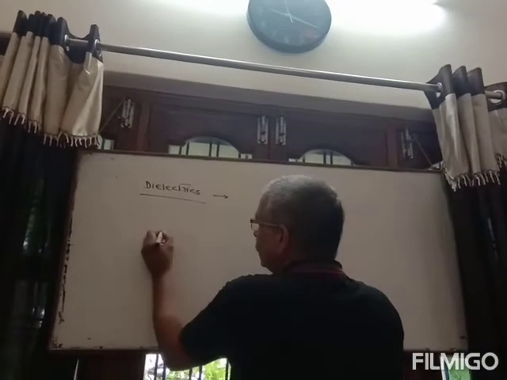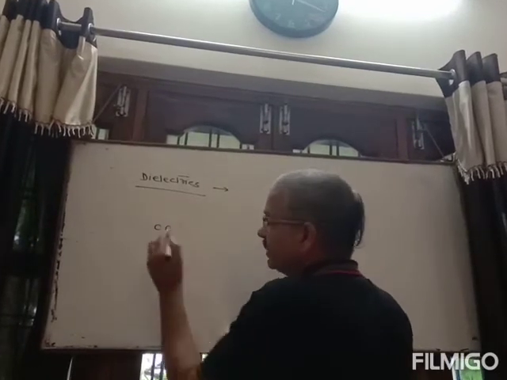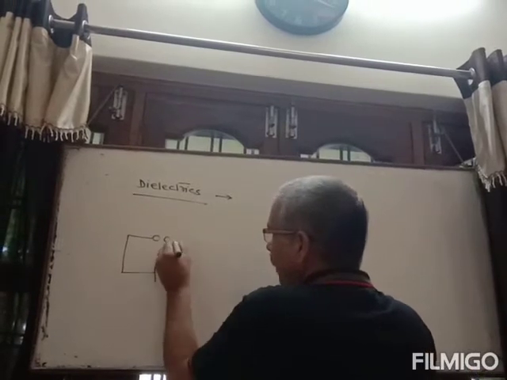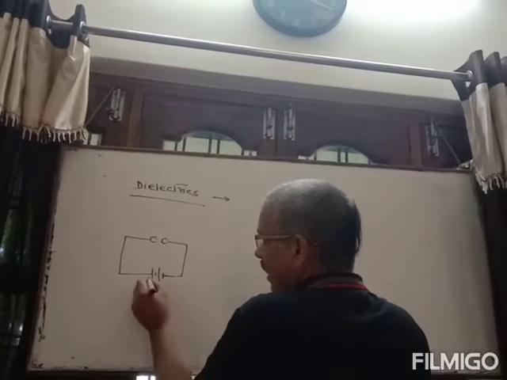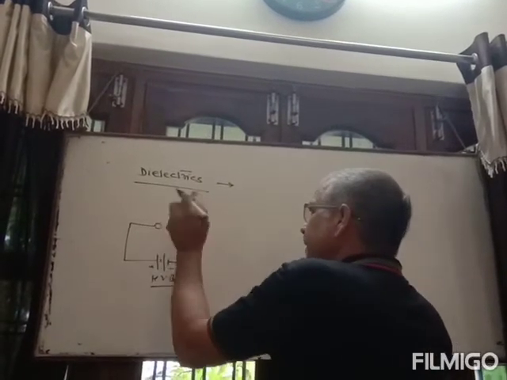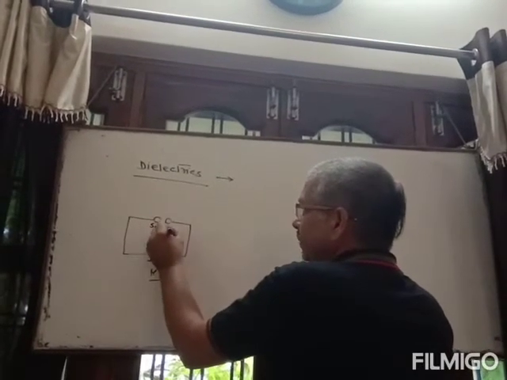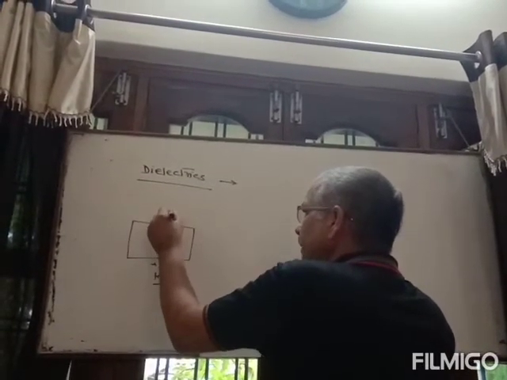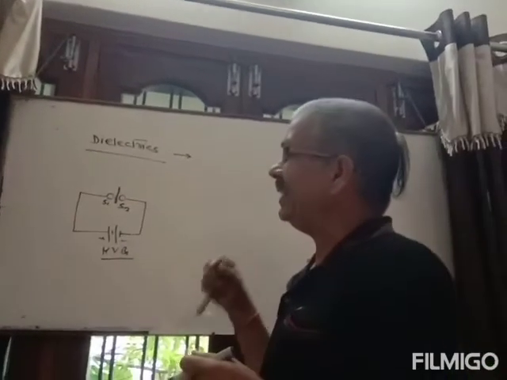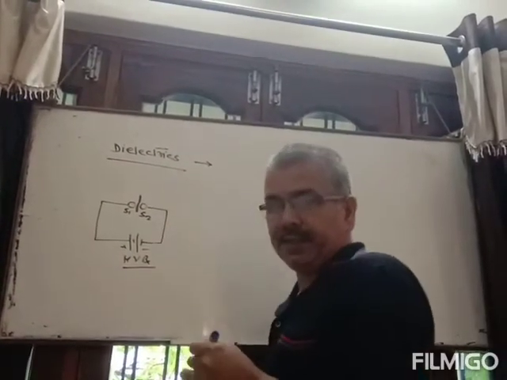Suppose we have two metallic spheres with a very small air gap between them, and these two metallic spheres are connected with a high voltage battery. So what happens? The intensity of the electric field between the spheres is very high, and if we keep a small piece of paper there, then what happens?